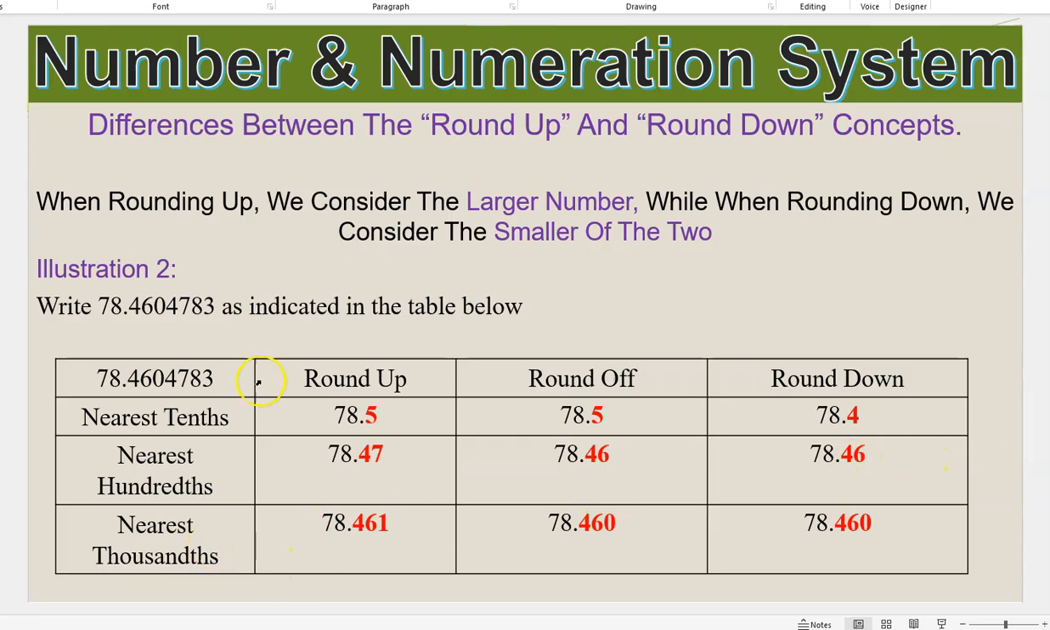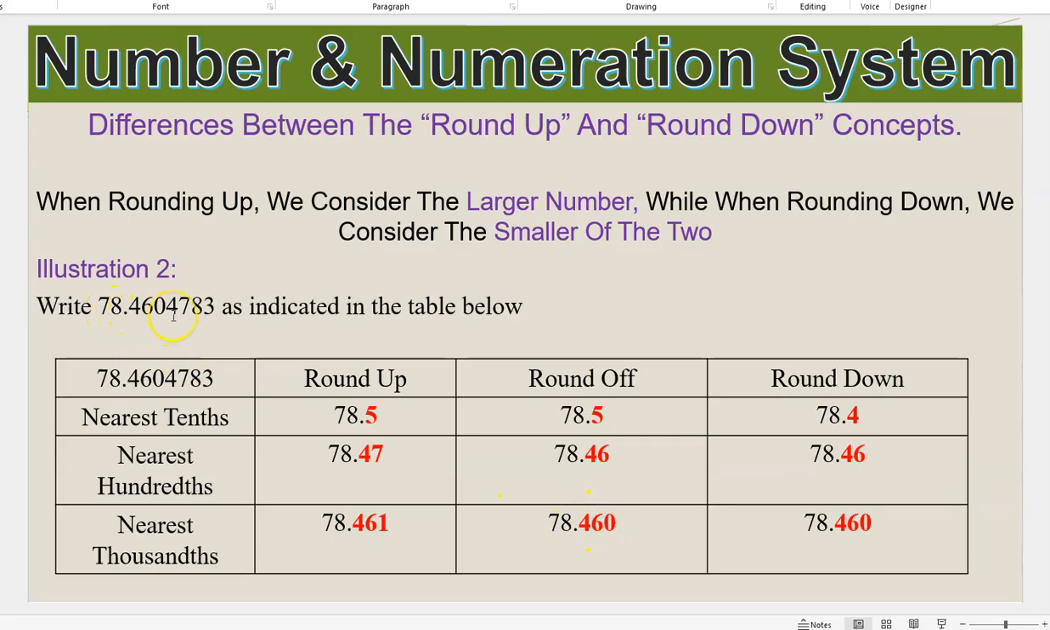The nearest thousandths falls on 0. Round up, we consider the larger number. So we add 1 to the 0, making 1. So it's going to be 78.461. Round off. Here is not up to 5. So we just round it off. We don't borrow any number from here. So we're going to get 78.460 as indicated here.